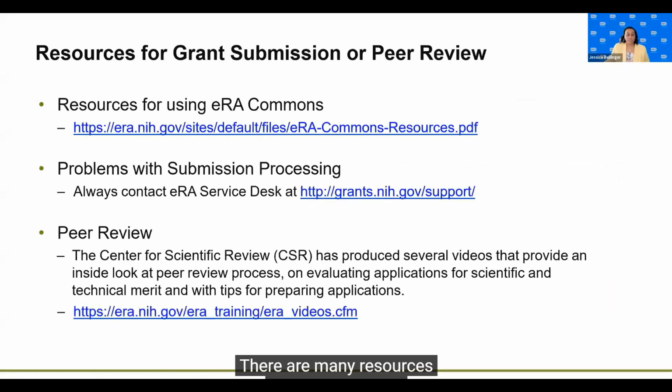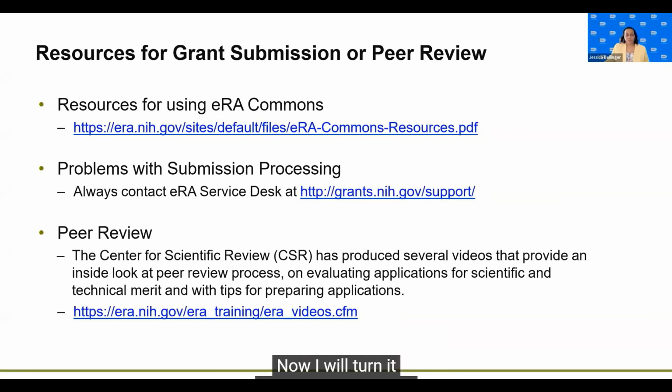There are many resources available to assist in preparing a grant application or to learn more about the NIH peer review process. ERA Commons is where the applicant can check the status of the application or track its progress. The ERA Service Desk is available if there are any problems with a submission. Again, plan to submit early. And CSR has many resources about the peer review process, including an inside look at peer review, as well as tips for preparing application.